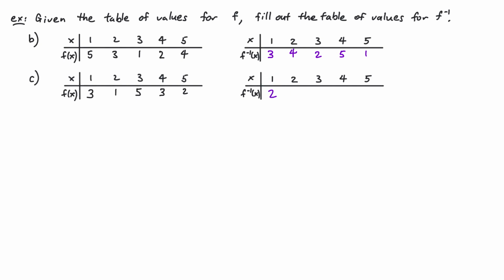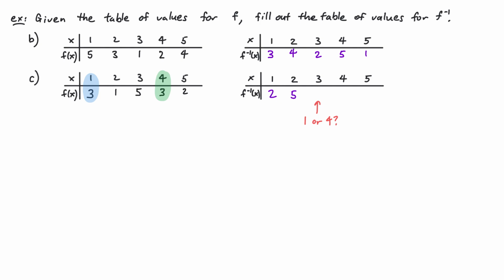For f inverse of 2, we want to look for 2 as the output to the f function. We have this entry here. When we input 5 into the f function, we get the output 2. So for the inverse function, when we input 2, we should get the output 5. Next, for f inverse of 3, we want to look at where 3 shows up as the output in my f function. The issue here is that 3 shows up in two places. We have this entry, (1, 3), and also this entry, (4, 3). So for f inverse of 3, is the answer 1 or is it 4?